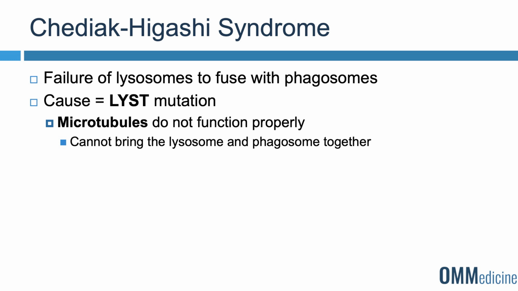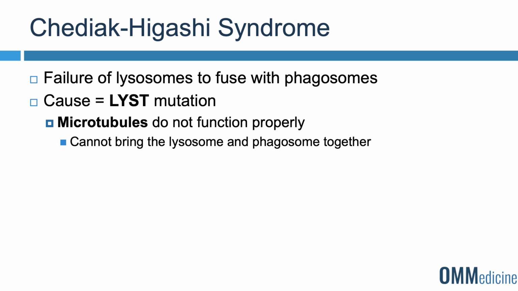Chediak Higashi syndrome is caused by the inability of lysosomes and phagosomes to fuse. And remember that phagosomes and lysosomes typically engulf substances, typically foreign bodies and bacteria, and then they will fuse together and destroy whatever that foreign body is with several enzymes that are specific to the lysosome and the phagosome.